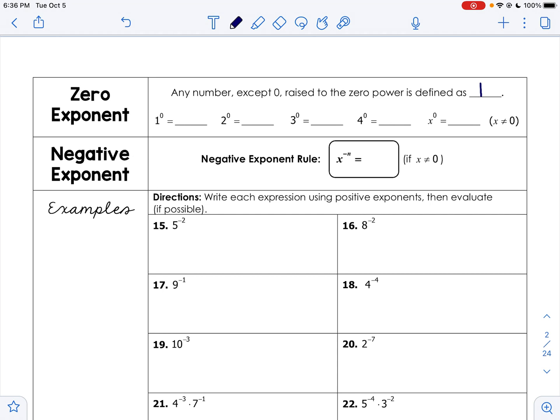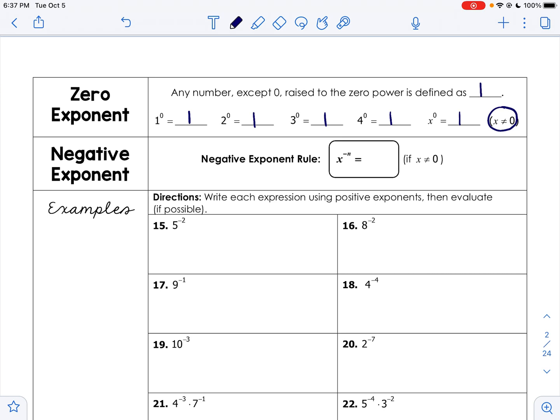So 1 to the 0 power equals 1. 2 to the 0 power equals 1. 3 to the 0 power equals 1. 4 to the 0 power equals 1. X to the 0 power equals 1. The only time this is not true is when it is 0. So your base cannot be 0 for this to be true.